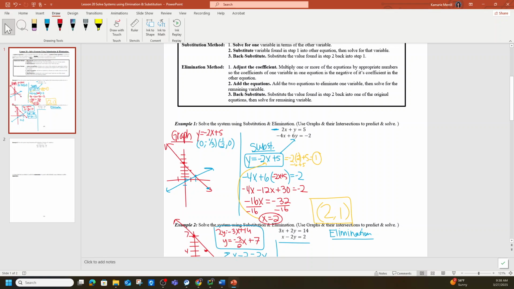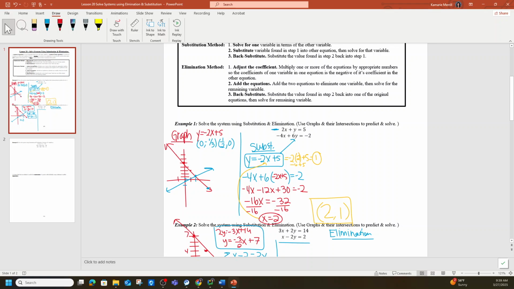So what happens is we are trying to essentially get rid of a variable, because you can't solve an equation when there's two variables. You have to get them in terms of one. So adjust the coefficient by multiplying one or more equations by the appropriate number so that you pick one to eliminate. From there, add the equations, and after you add them, you will solve for the variable that you got everything in terms of.